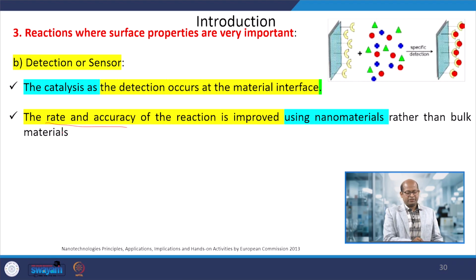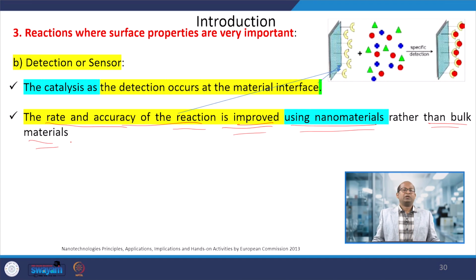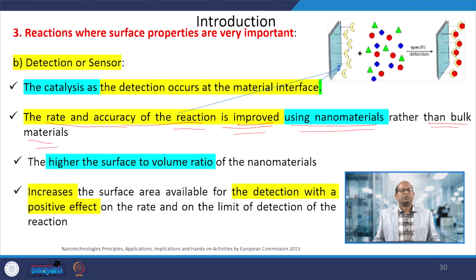So the rate and accuracy of the reactions are improved when using nanomaterials rather than bulk materials. Using nanomaterials for any catalyst, sensor or detection will give better performance and results compared to bulk materials.